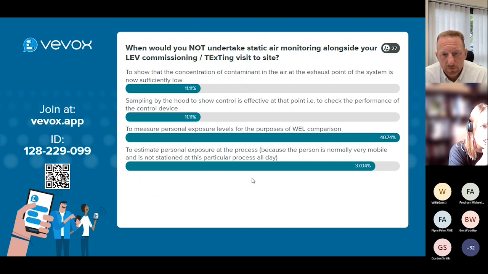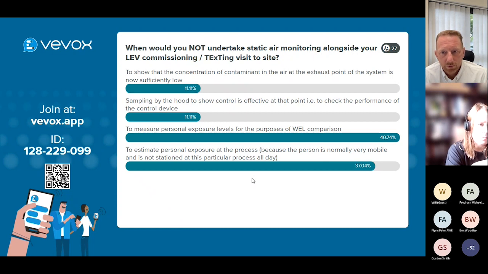I think for question 4, you wouldn't do static monitoring to estimate personal exposure. They're different things. So the correct answer is certainly 3 and 4, you wouldn't do static monitoring. Question 1, probably not. It's not really that effective at commissioning stage. At routine test, it could be effective because the filter would have been loaded with dust by that point, and if anything's breaking through, you'd see it. But certainly, answer 2, you could use static monitoring there.